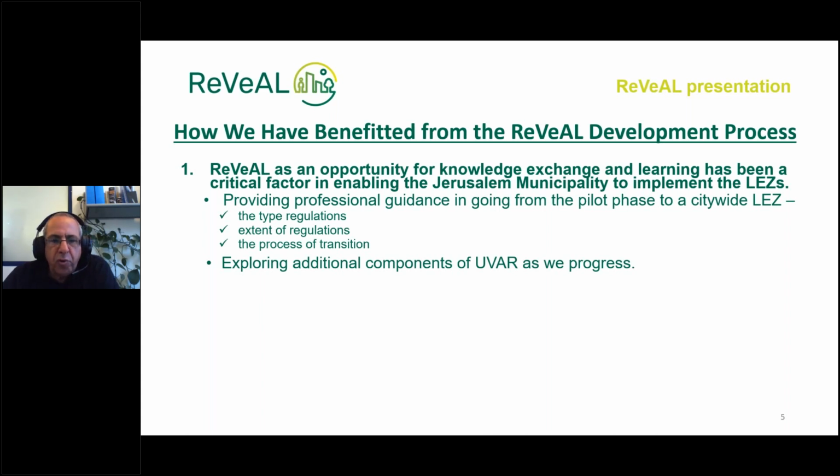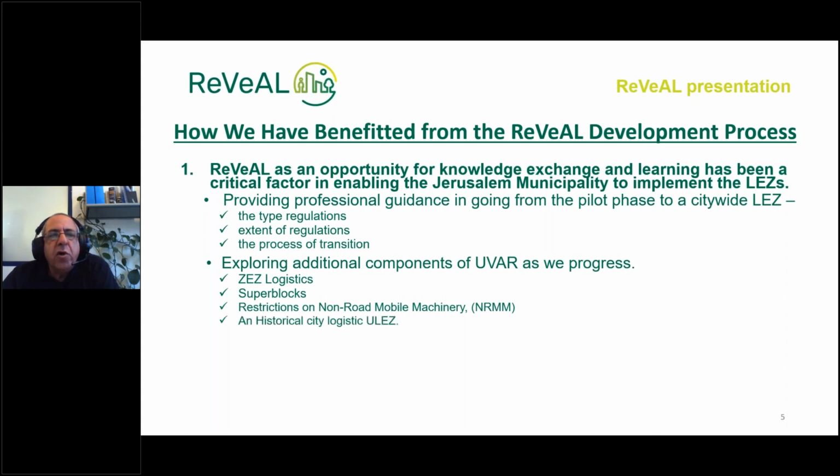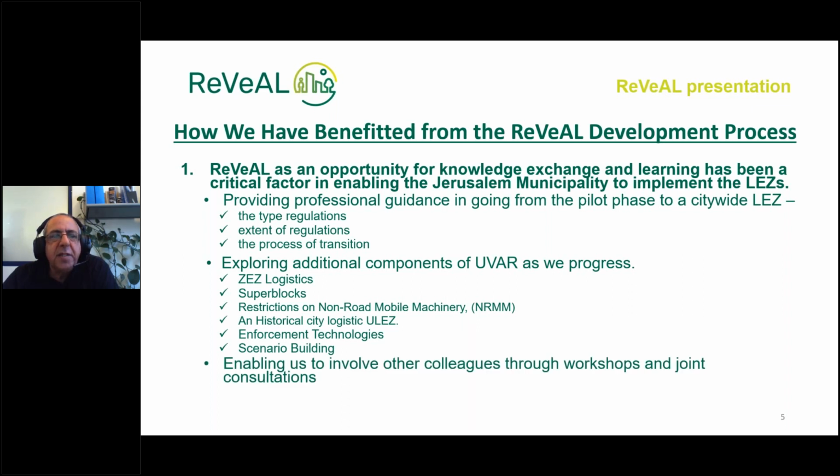and by exploring additional components of UVAR as we progress. This includes zero emission zone logistics, superblocks, restriction on non-road mobile machinery, NRMM, and historical city logistic ultra low emission zone, enforcement technologies, scenario buildings, and by enabling us to involve other colleagues through workshops and joint consultation.